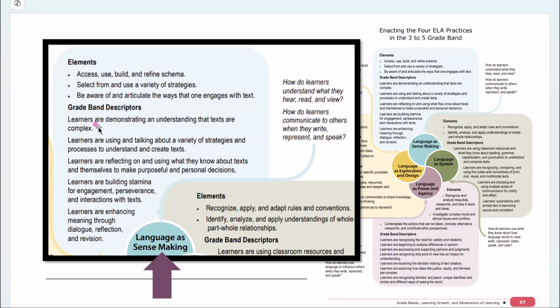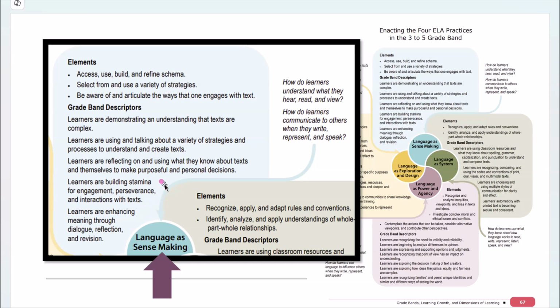And then here's some more specific descriptors. Learners are demonstrating and understanding that texts are complex. Learners are using and talking about a variety of strategies and processes to understand and create texts. Learners are reflecting on and using what they know about texts and themselves to make purposeful and personal decisions. And you can continue reading on.